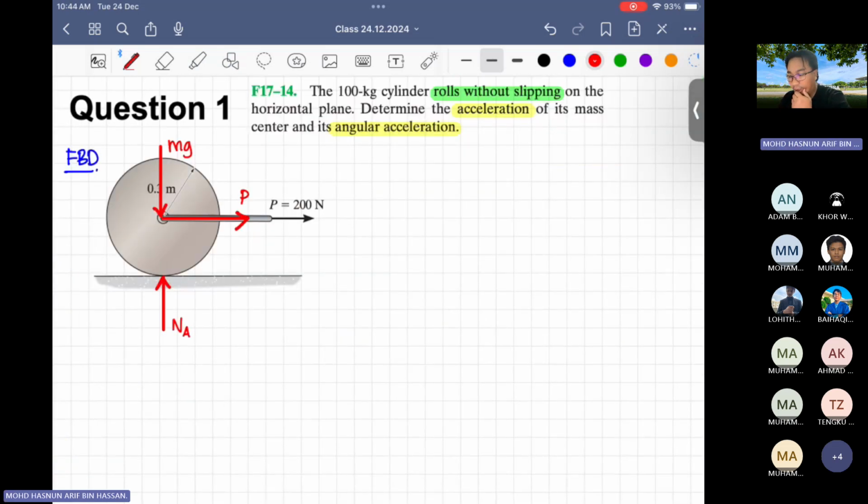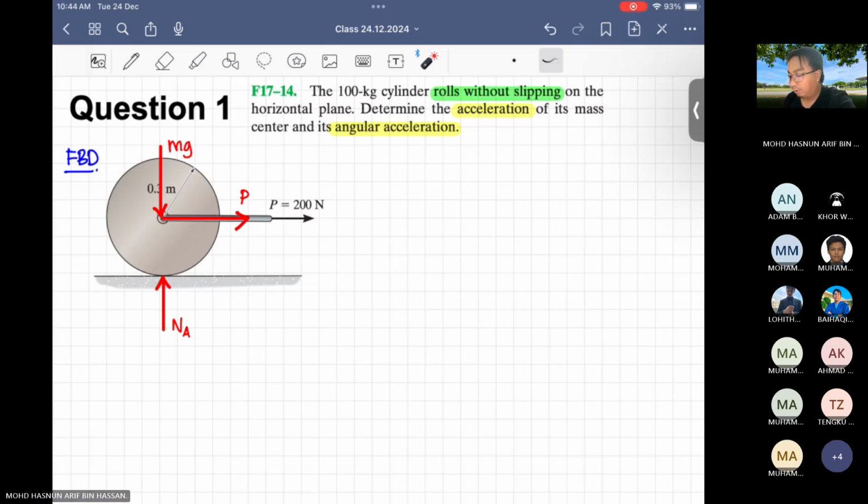Another force that you have here is the friction force. In which direction is the friction force? Anyone? Do you think the friction force should be pointing to the left, this direction, or pointing to the right, in this direction? To the right. Okay, you say the friction force is pointing to the right. Why? Because it wants to roll to the right.